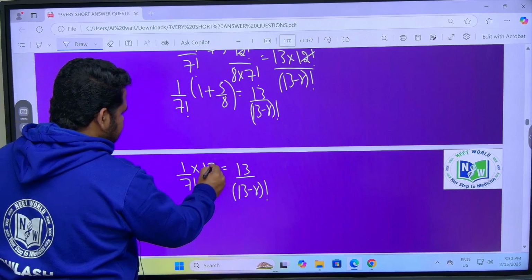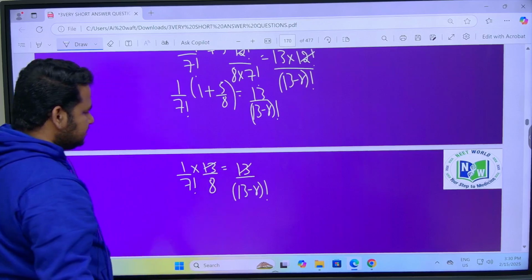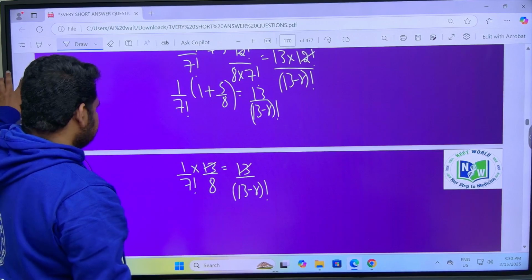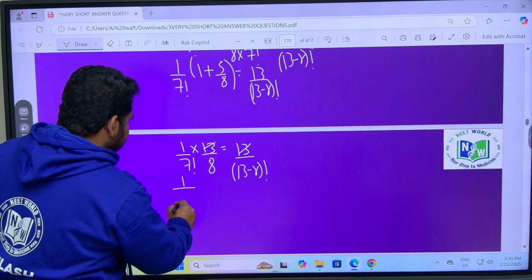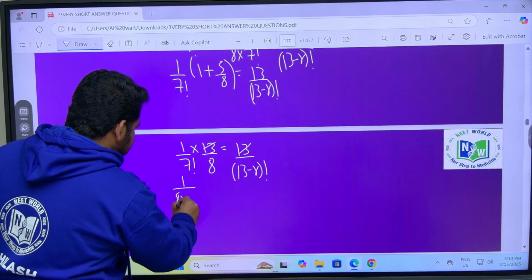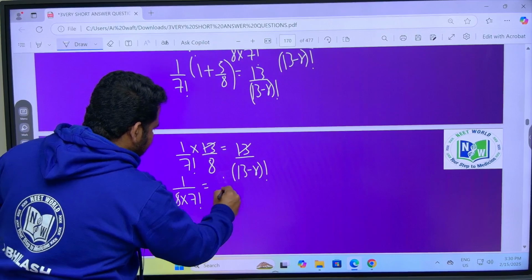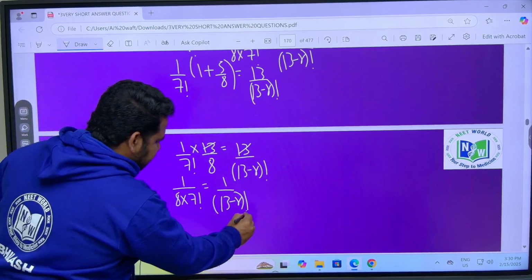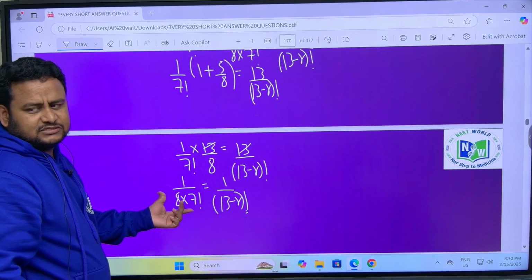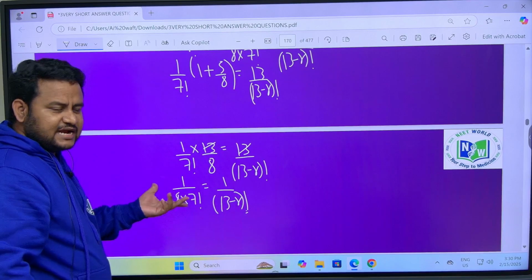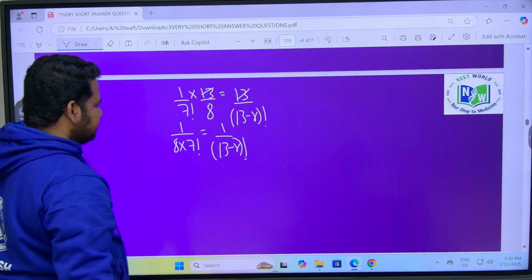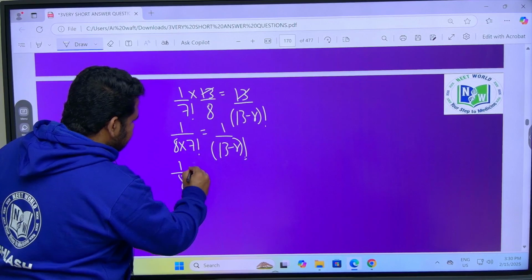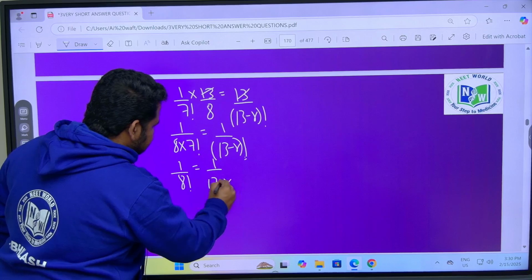So I'm getting 13 factorial, this 13 and this 13 I can cancel. So I'll get 7 factorial into 8. So that I can make it as 1 by 8 into 7 factorial is equal to 1 by 13 minus r factorial. Got it, friends? So 8 into 7 factorial I can write as 8 factorial, because it is one and the same: 8 into 7 into 6 and so on. So this will be 1 by 8 factorial equal to 1 by 13 minus r factorial.